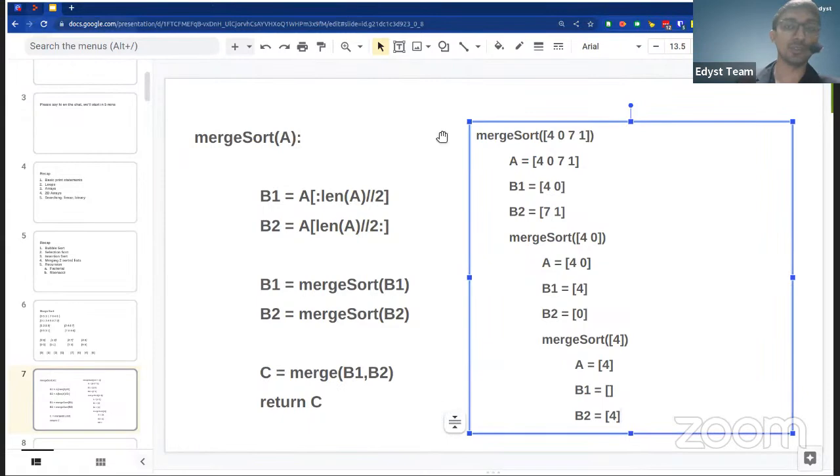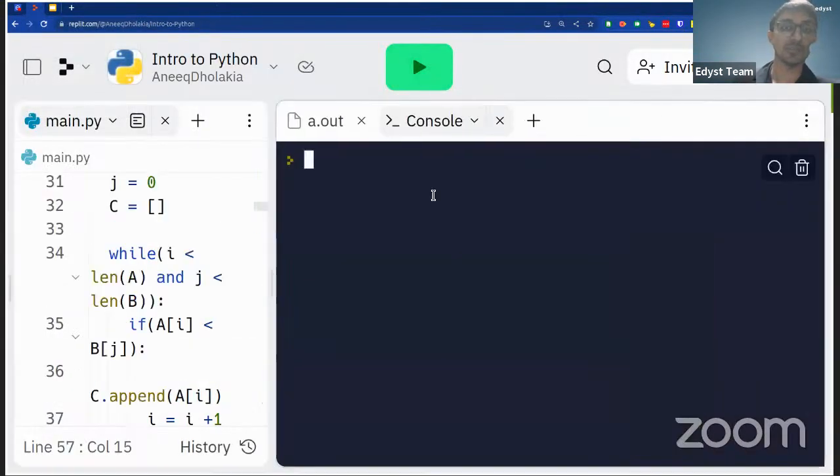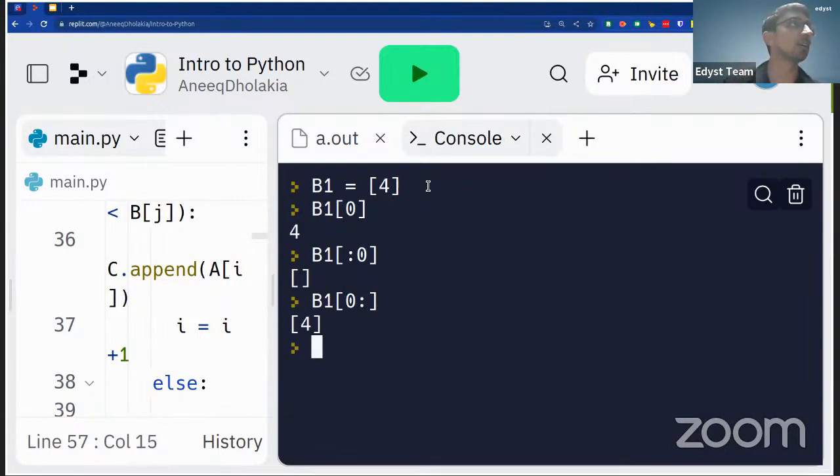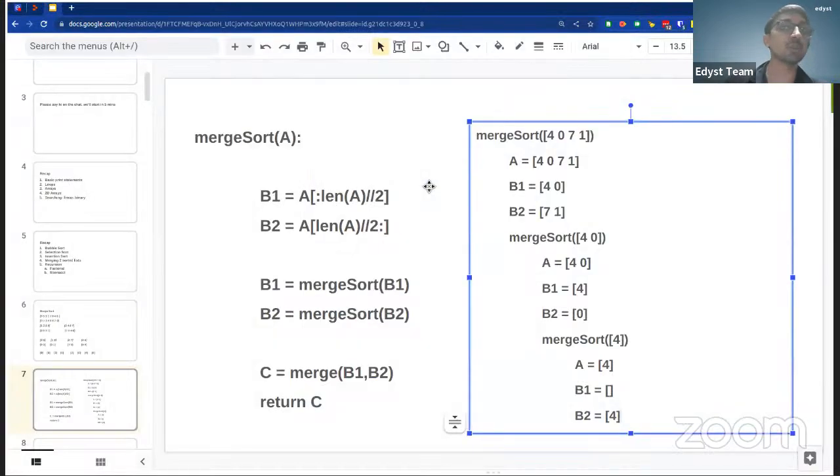If you are all very confused, simple. Let's say B1 is equal to 4. If I did B1 of 0, what will I get? 4. Everybody able to see? If I did B1 of something up till 0, what will I get? I'll get emptiness. If I did B1 of 0 till end, I will at least get 4. Understood what I'm trying to say now? Yes? Now, why am I going into so much detail?